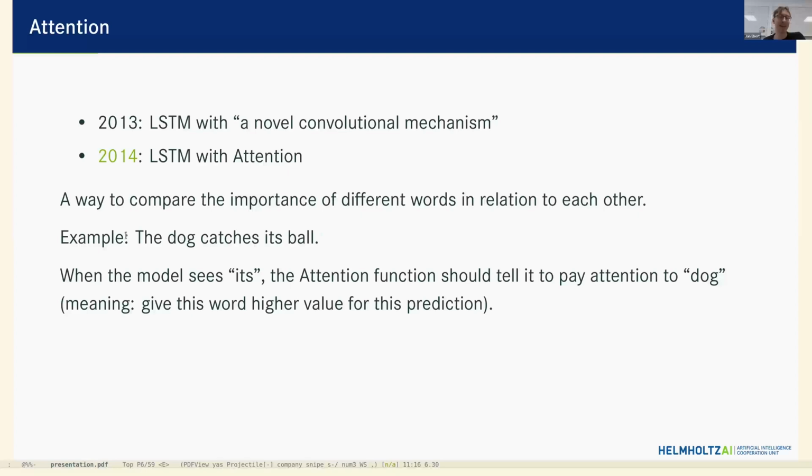I know this is very abstract, but I hope a small example can clear up what I mean by this. If we have the sentence, "the dog catches its ball," then when the model sees "its," this attention function should tell the model that "its" refers to "dog," because that's just how it works in English. The attention should be paid to "dog" when you see "its." And this is already the basis behind language models. This is simply learned from looking at enough sentences, and the model gets an understanding that "its" refers to "dog" in the sentence.